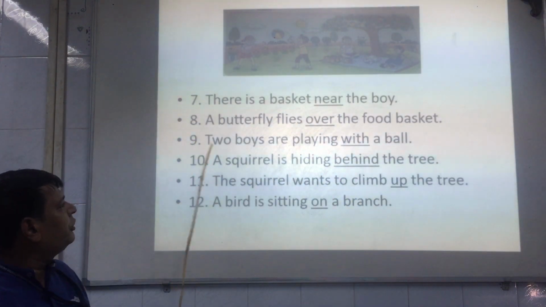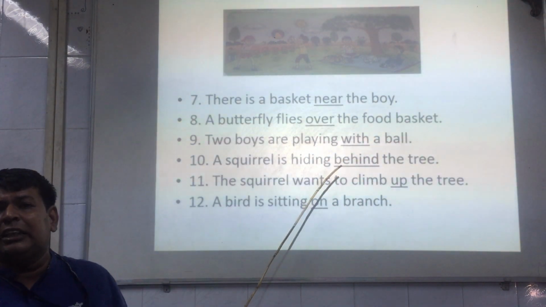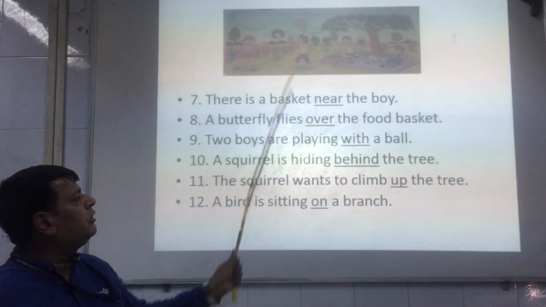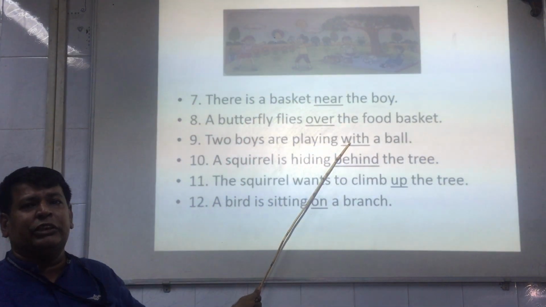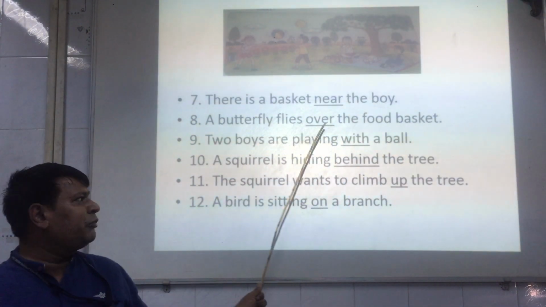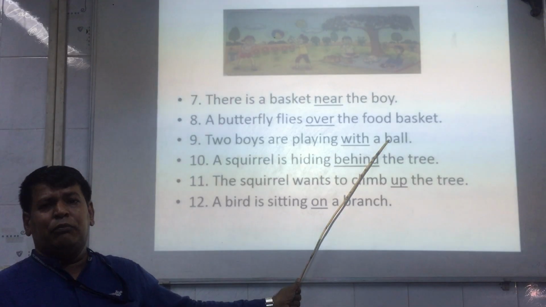See the next one. Two boys are playing dash a ball. Now what will come here in the dash? Which preposition? Two boys are playing. You can see here the picture also with a ball. Now with is a preposition that shows the relationship between two boys and the ball. As a preposition is followed by a noun, so with is followed by a ball.